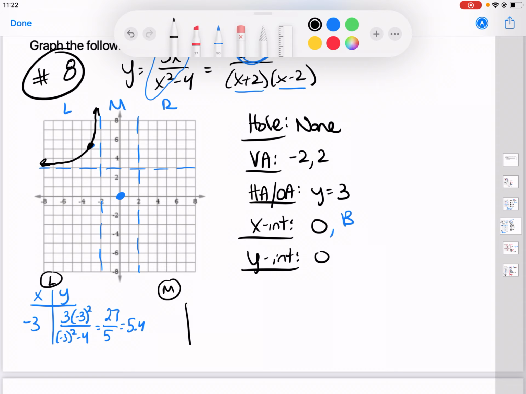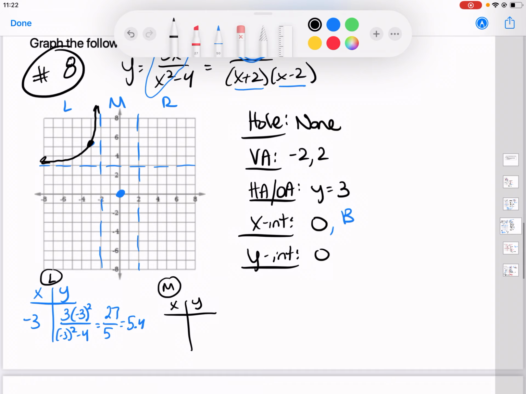Now I'll do the middle. Since I don't have a lot of room, I'm just going to make it like this. So this is where I just pick something other than 0, since we already have a point at 0, 0. So maybe I'll pick 1. So we get 3 times 1 squared over 1 squared minus 4. So that's 3 over -3, or -1. Now, because it's below, that tells us when we bounce, because remember I said it had to be kind of like a parabola, it's just going to bounce, so it's going down.